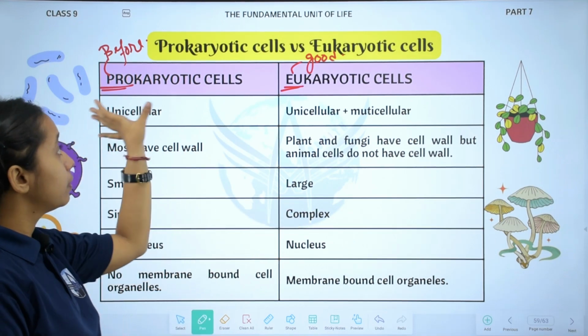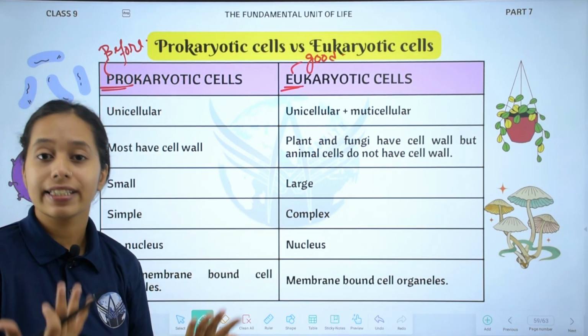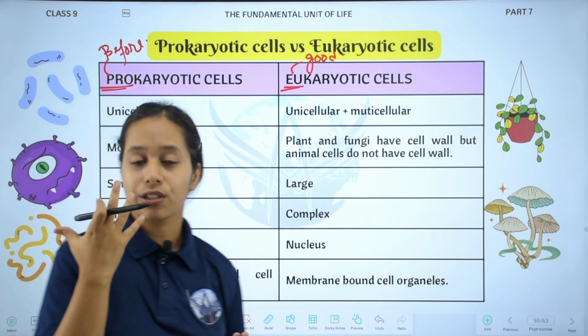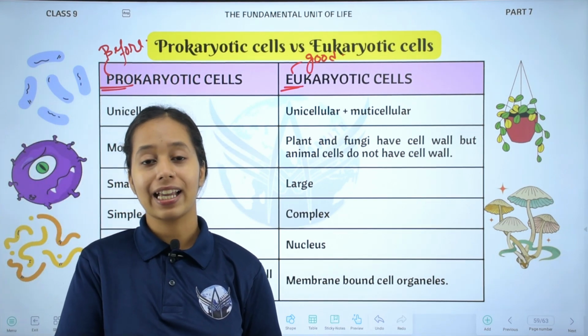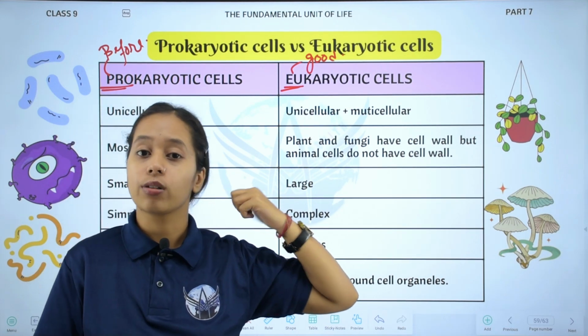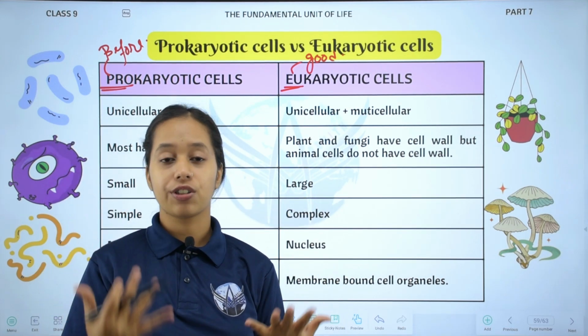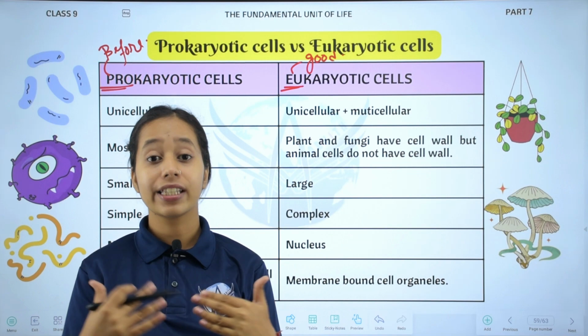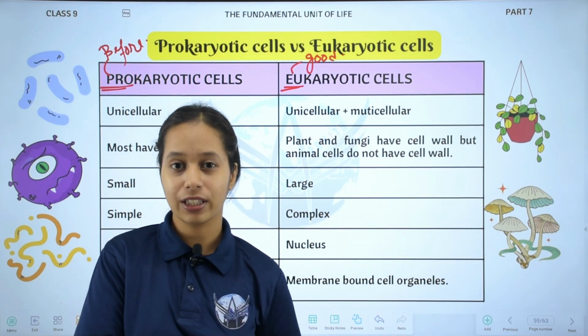Again, this cell is a prokaryotic cell. The organisms which have prokaryotic cells are known as prokaryotes. And this cell is known as a eukaryotic cell. But the organisms which have eukaryotic cells are known as eukaryotes. Are you clear with that?